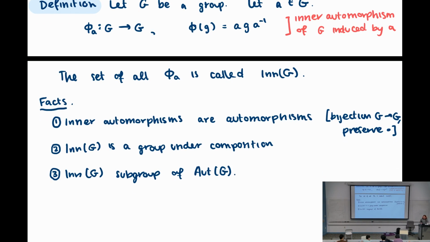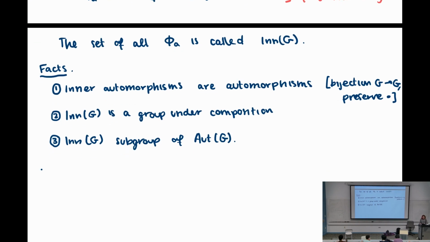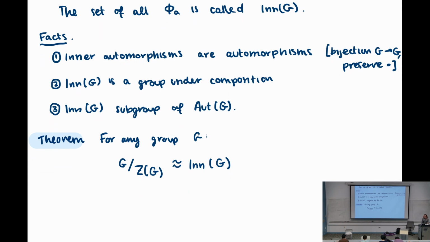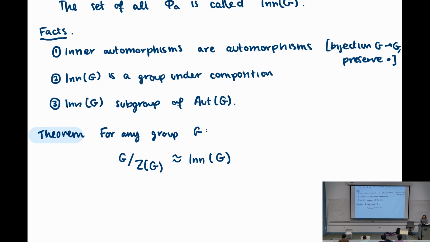Okay, let's go ahead and see how this relates to factor groups. So we have the following theorem. This says for any group G, we have that G mod Z(G) is isomorphic to Inn(G). Okay, so let's see how to prove this.